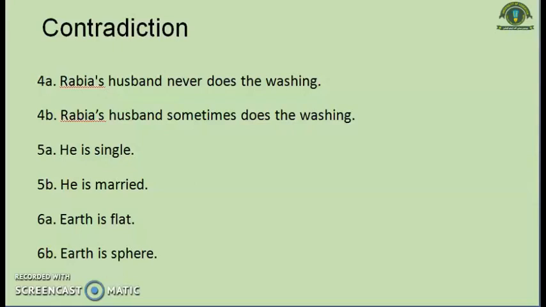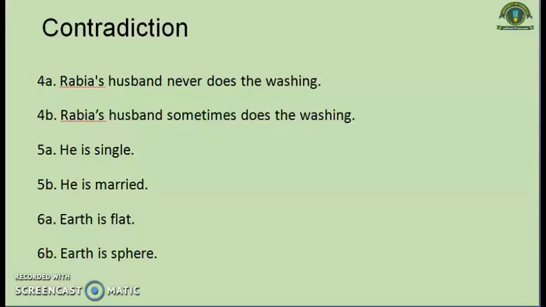In example number 6, Earth is flat and Earth is a sphere. Some people are saying that Earth is flat and some are saying that Earth is a sphere. Truly, they can't be true at the same time. Either one or the other could be true. If it is flat, it can't be a sphere, and if it is a sphere, then it can't be flat.